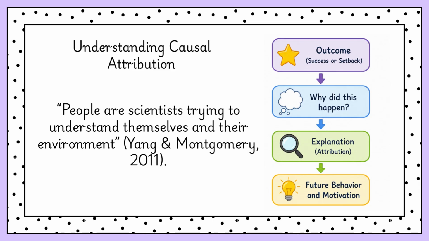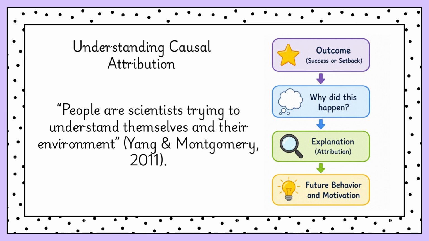forward. According to Yang and Montgomery, 2011, people are scientists trying to understand themselves and the environment and base their future behaviors on the knowledge derived from the causal attributions of their past performance. In other words, after every success or setback, people naturally try to figure out why it happened, and those explanations often determine whether they keep trying or give up.